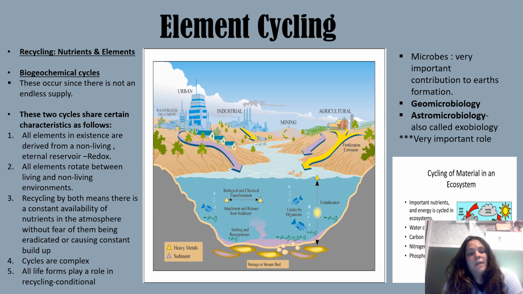All elements rotate between living and non-living environments. Recycling by both means, there's a constant availability of nutrients in the atmosphere without fear of them being eradicated or causing constant buildup, and this is because of the recycling. Cycles are complex things. They're not simple, so it's kind of hard to really explain them in simple layman's terms that everybody would understand when you really start trying to break it down.